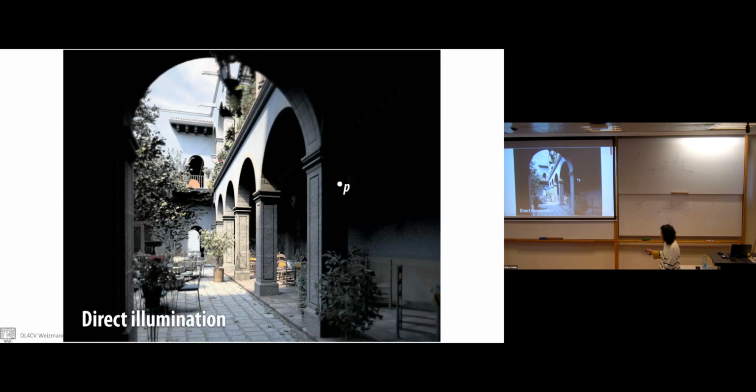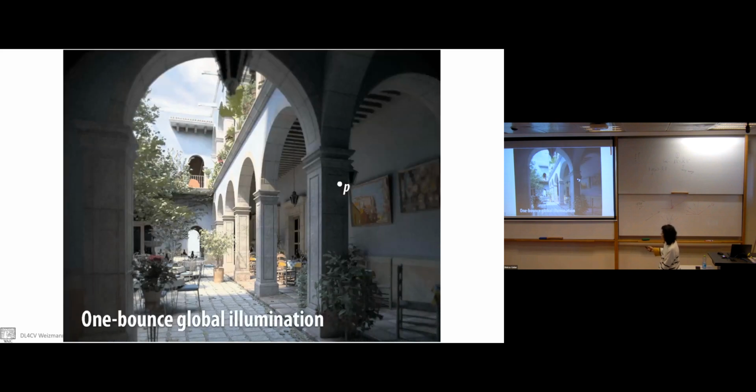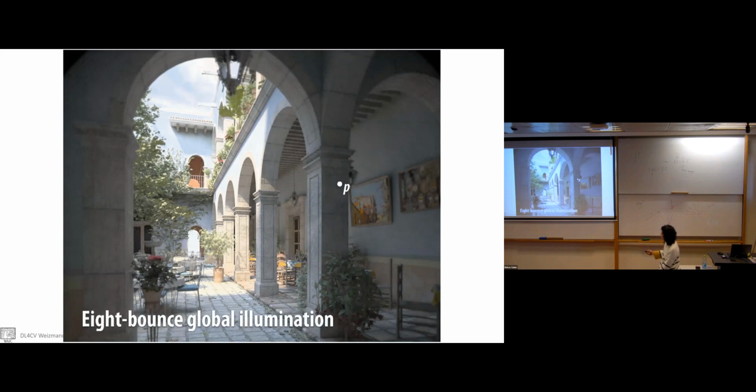Another example, this is direct illumination when the global illumination is not taken into account. And it looks like this, it's quite dark. And then when you take into account more and more traces, you get more and more realistic images, as you see.